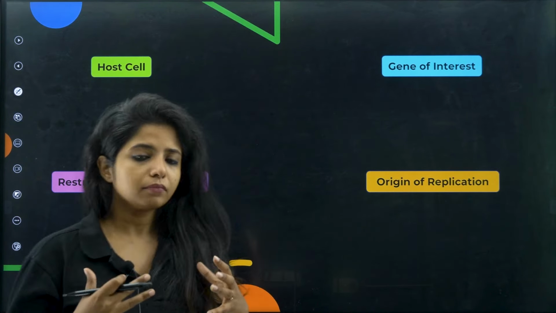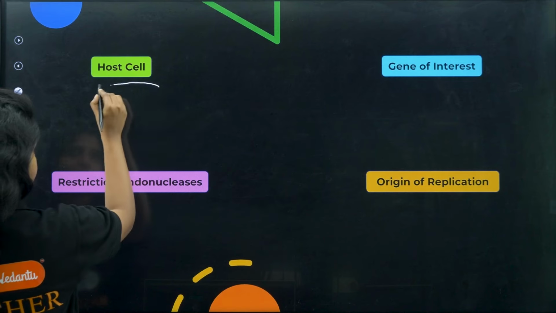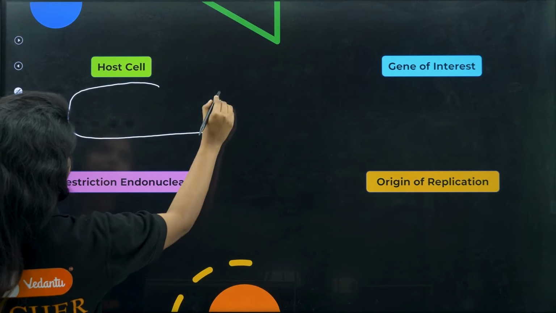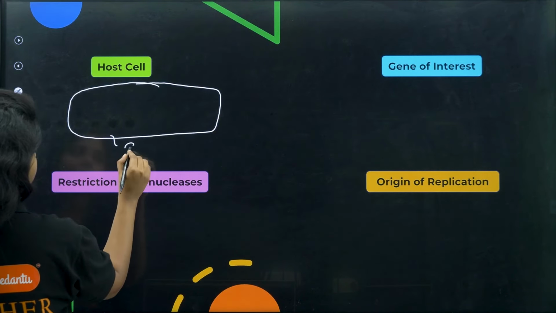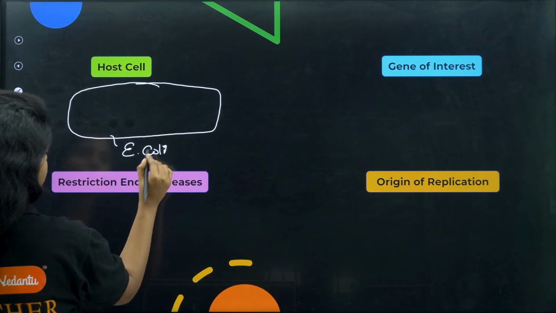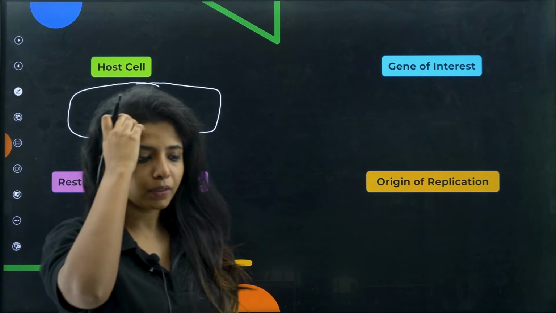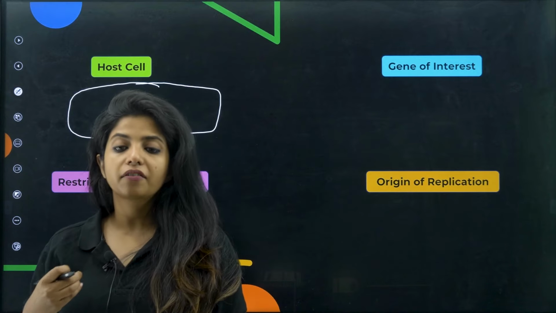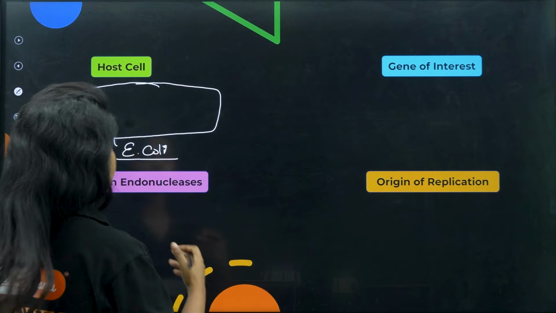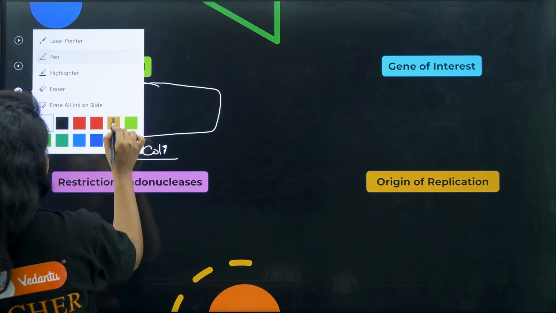So here, I have to select a host cell. This host cell can be anything, but I am probably selecting one particular cell that is known as E. coli or Escherichia coli. This is a bacteria, my dear children. This is a prokaryote, okay? Now, why have I chosen this particular thing? Because E. coli has its own DNA.